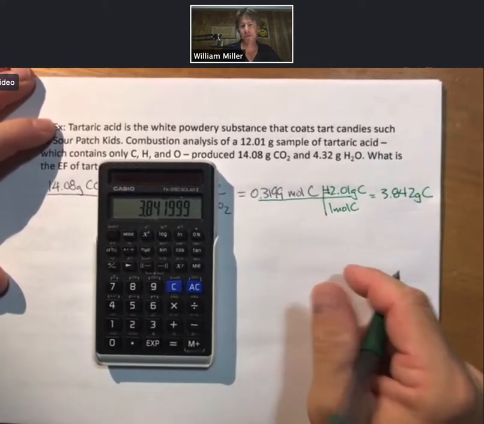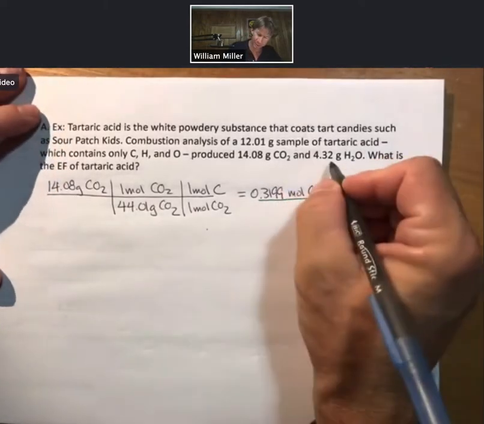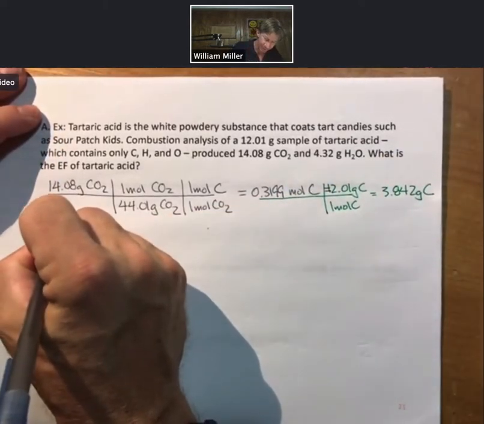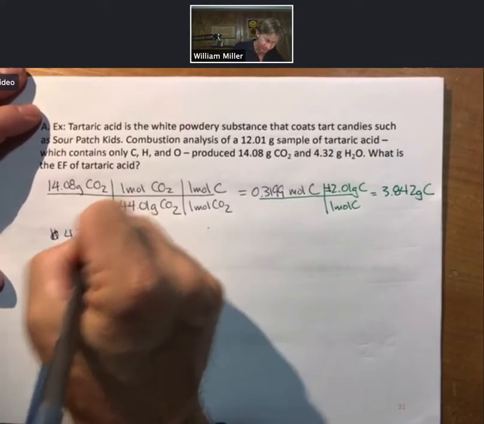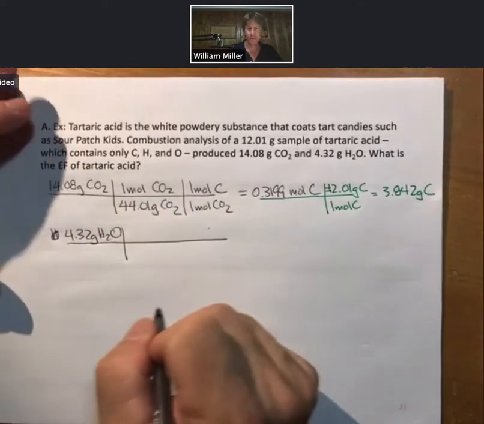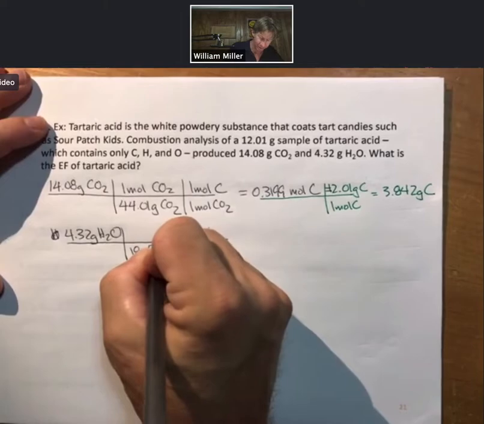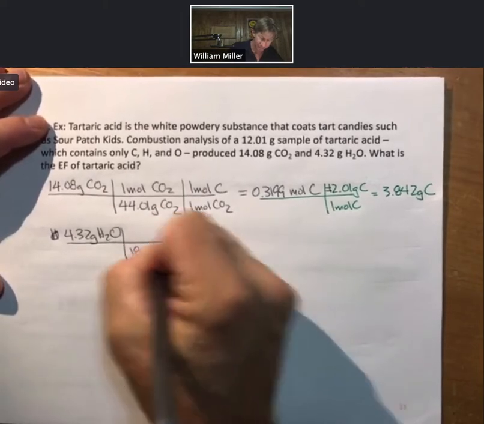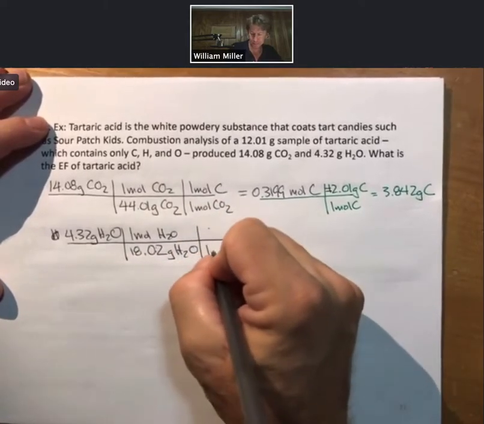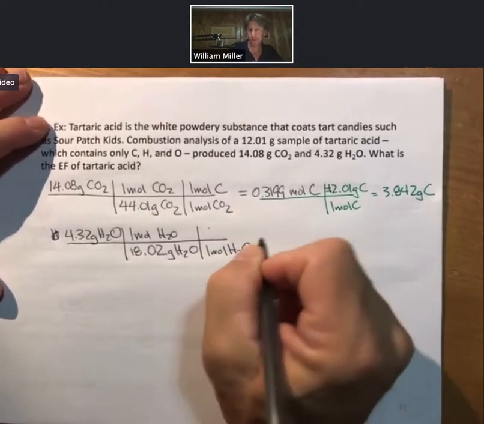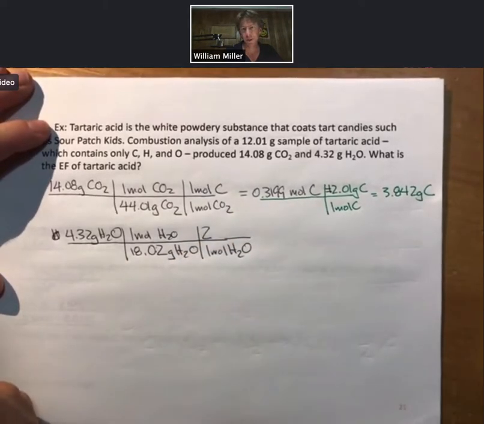I get 3.842 grams carbon. I'm going to repeat this process for the H2O. I get 4.32 grams, molar mass 18.02. And this time, and this will make a big difference, in one mole of H2O, there are two moles of H.